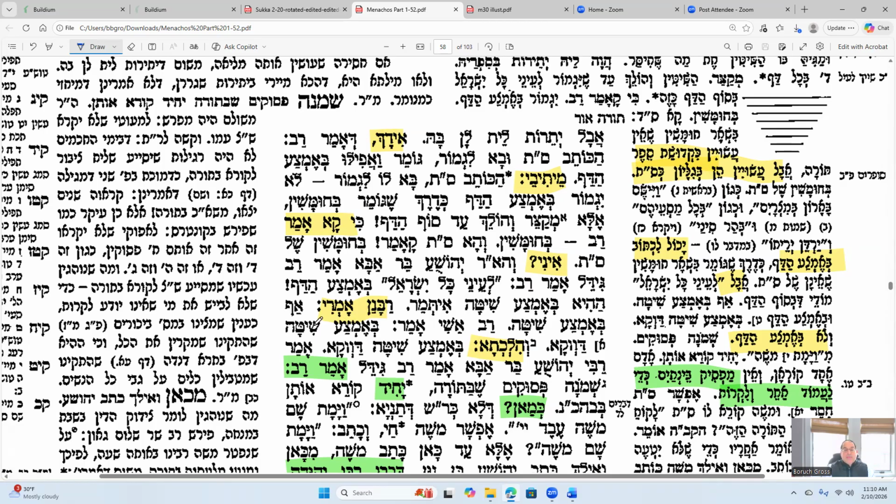Rav Ashi amar be'emtza shita dafka. The only heter is you could finish the end of the Sefer Torah in middle of the line, but it has to be at the bottom of the page. That's the halacha. Be'emtza shita dafka. Only it has to be on the bottom of the page, but you could finish it in middle of the line.